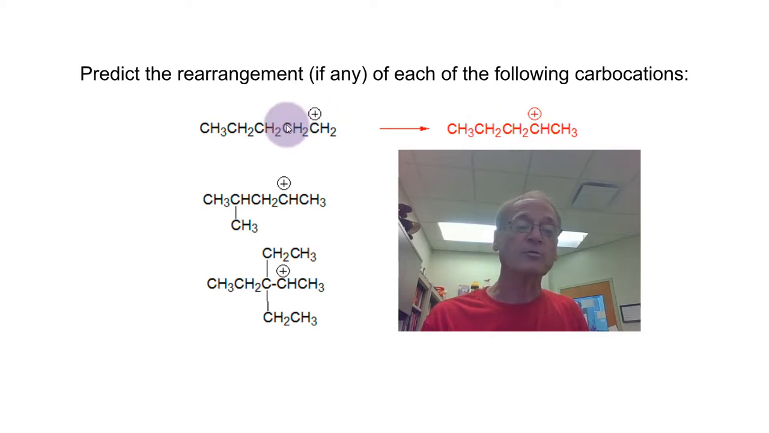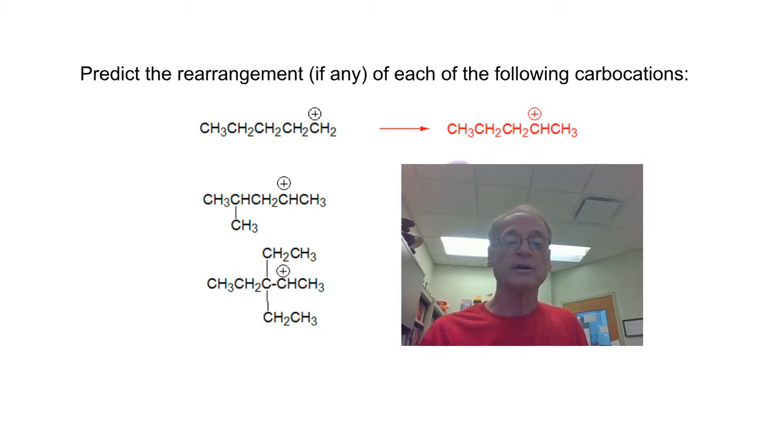And of course this carbon would become positive because it will have lost electrons when the hydrogen moves over. And so the carbon now next door is the one that's positive. This was primary. What kind of carbocation is this? Secondary. And so that would happen. Okay, so that's a good rearrangement. Let's go to the next slide.